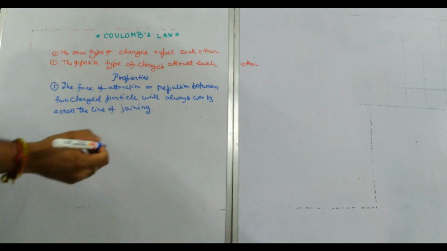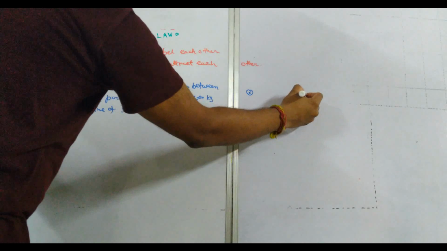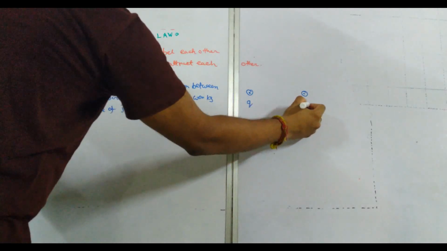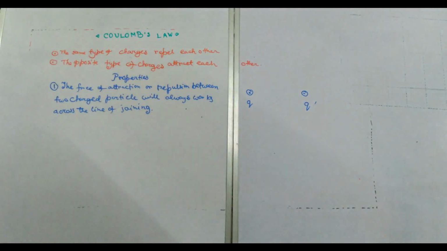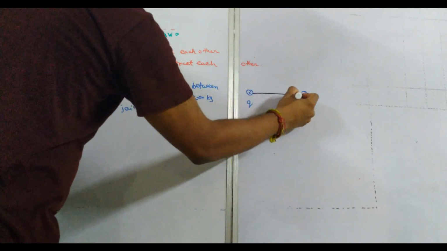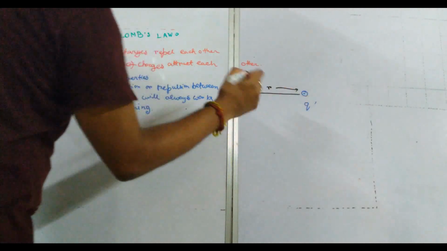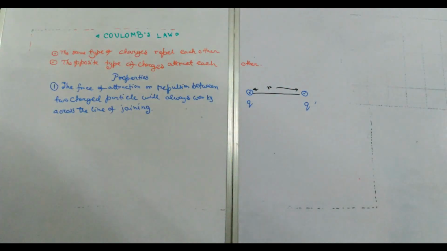That means we are considering two charged particles, one Q and another Q dash. We are not interested in the particular nature of the charges. They may be positive, they may be negative. If both are the same type of charge, they will repel. If one is positive and the other is negative, they will attract. We are not interested in the type of force, but the amount of force will always work across the line of joining.